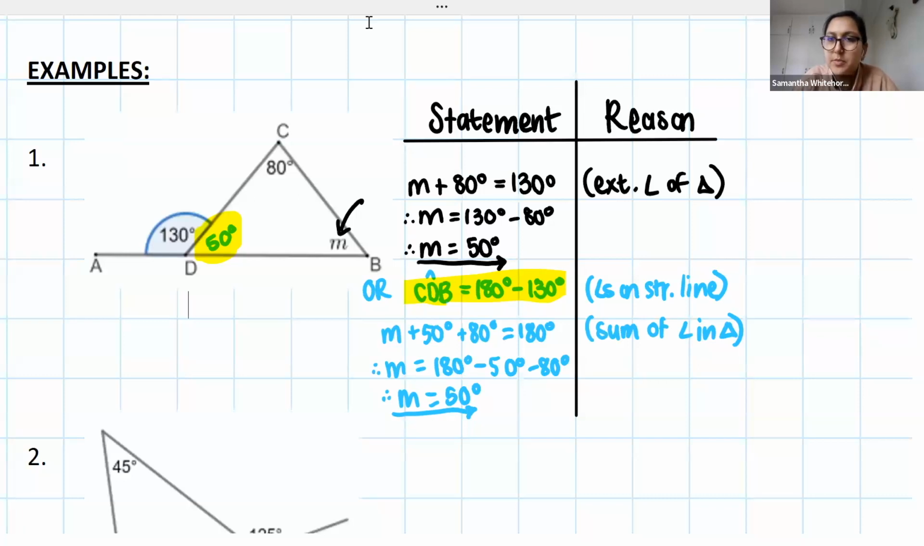Perfect. Absolutely perfect. Just remember, we should always put our reason with our very first statement. So your reason, and grade 8, you should all be listening to this. Your reason should never be with your answer. It should always be with your initial statement.